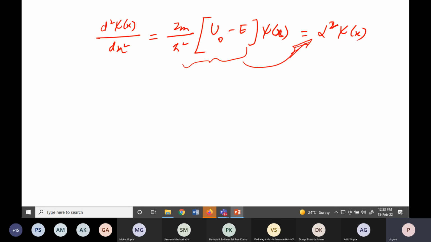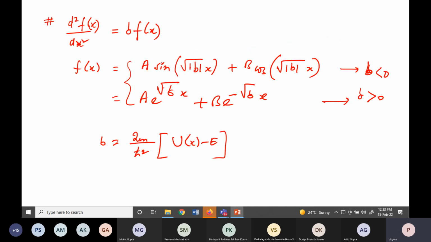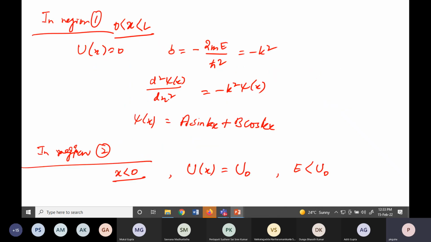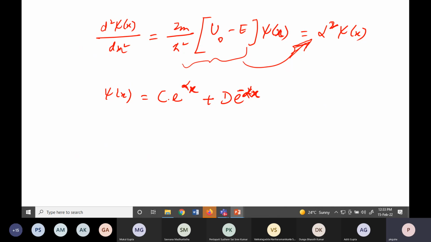So if it is alpha square, then we can have the solution like this, say C e to the power alpha x plus D e to the power minus alpha x, because that is what I wrote when I was discussing the general solution, right? When I wrote b, it was like root b. So instead of b, I am assuming alpha square. So that will give me C e to the power alpha x plus D e to the power minus alpha x, right?